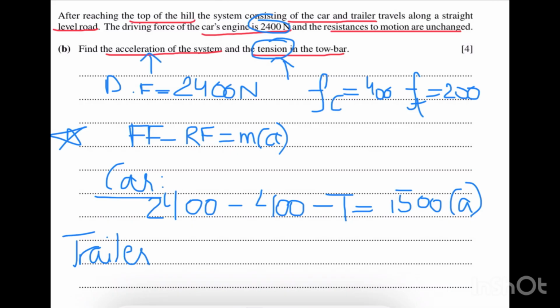Since the trailer is behind the car, the tension in the tow bar will act as a driving force for the trailer, and it helps it move forward. So for the trailer, the tension will be the forward force, and the resistive force will be the friction, which we established was 200, and then we have its mass, 750, and the acceleration.